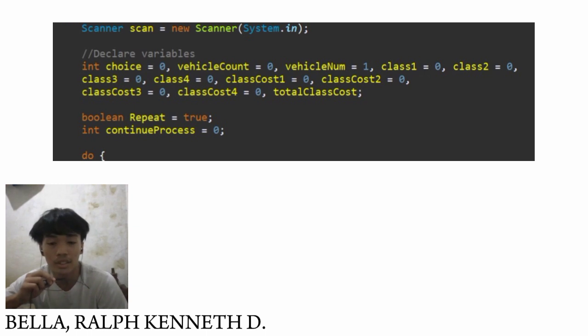In our program, we use 13 different integer variables. These are choice, vehicle count, vehicle number, and class 1, class 2, class 3, and class 4. For the cost of the classes, class cost 1, class cost 2, class cost 3, and class cost 4. For the total of the class costs, we use the variable total class cost. For the boolean, for the repeating of the program, we used the boolean repeat, which equals true. And for the continuing process, we use continue process.